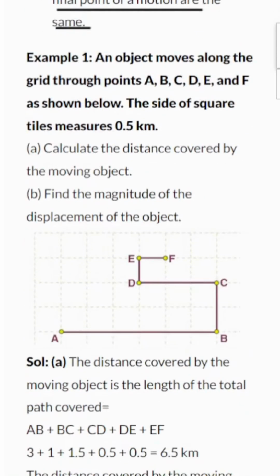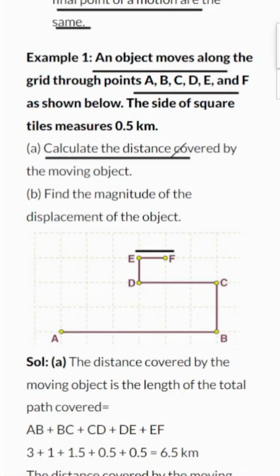Let us understand distance and displacement with the help of some examples. An object moves along the grid through points A, B, C, D, E, and F as shown. The side of square tiles measures 0.5 km. Calculate the distance and find the magnitude of the displacement of the object.